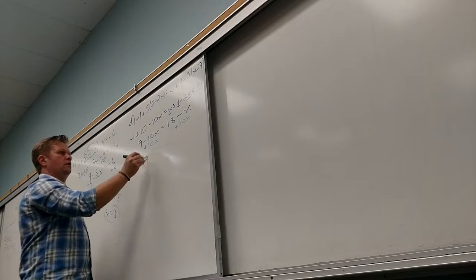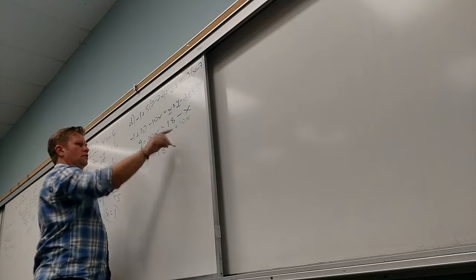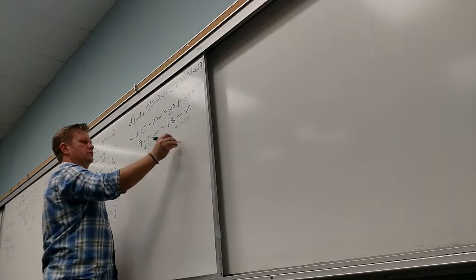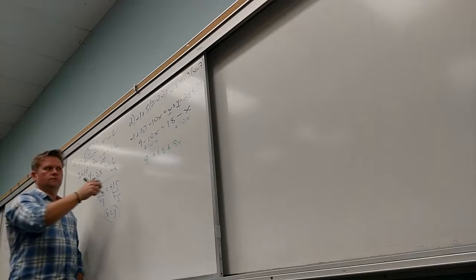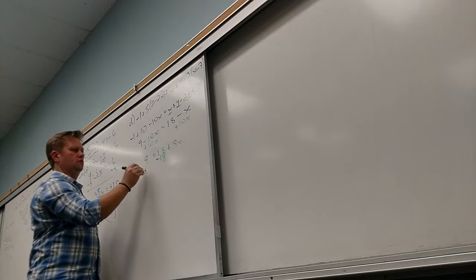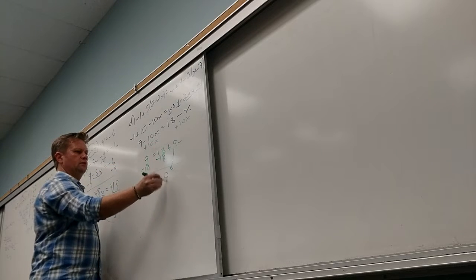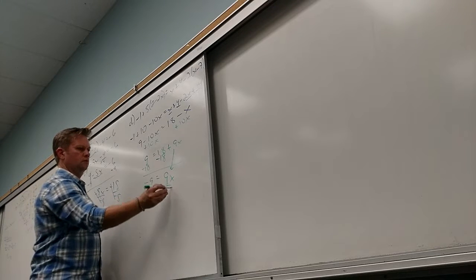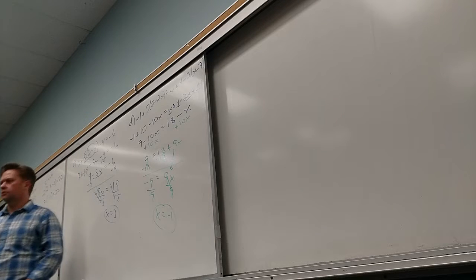So I get 9 equals 18 plus 9x, because the bigger one's positive. Subtract 18. Negative 9 equals 9x. Divide by 9. X equals negative 1. And then we check.